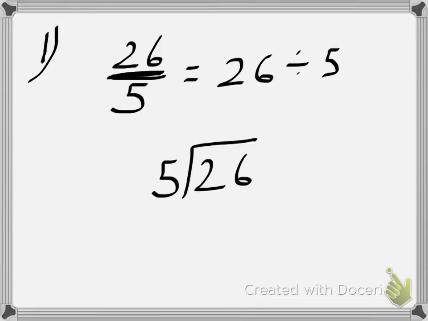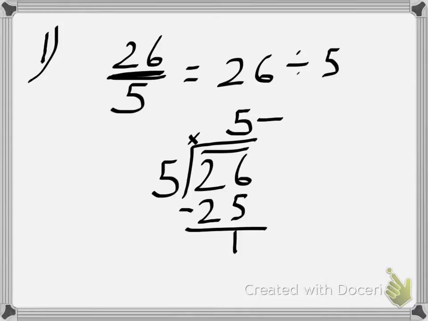And we're going to divide into this. It goes 5 times. We put that up in our quotient, and that is our whole number. Multiply. 5 times 5 is 25. Subtract, a remainder of 1. Since it's a mixed number, it's mixed between a whole number and a fraction.